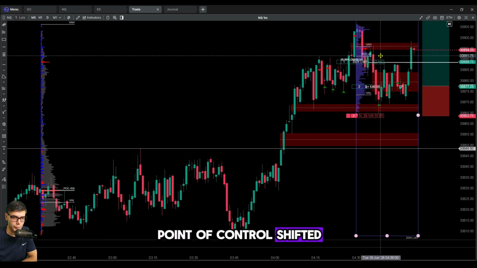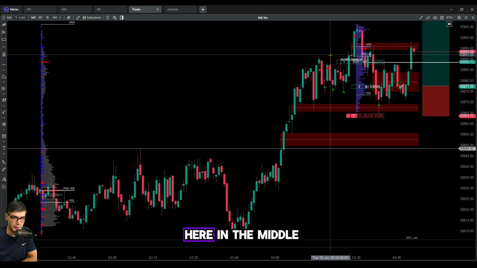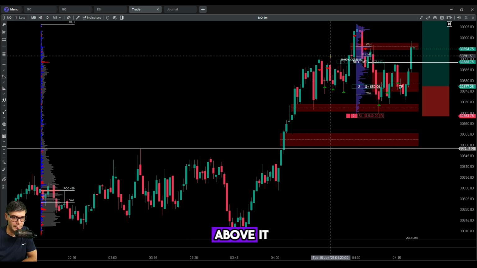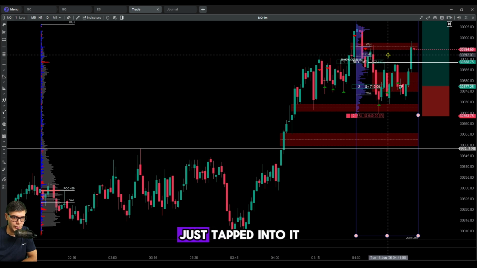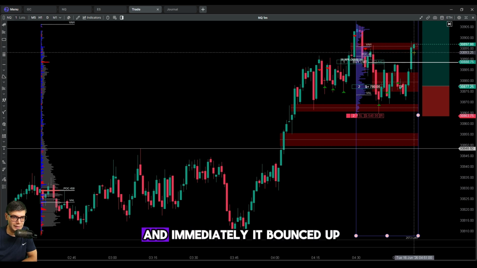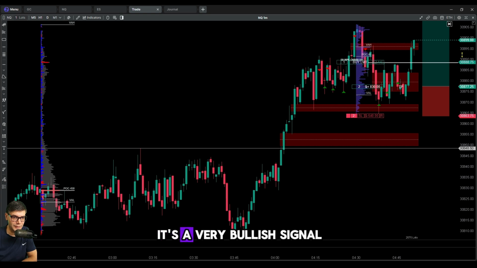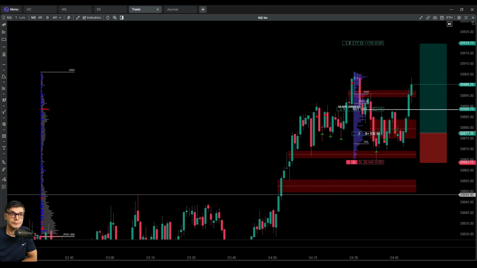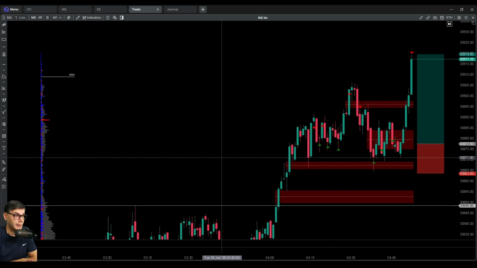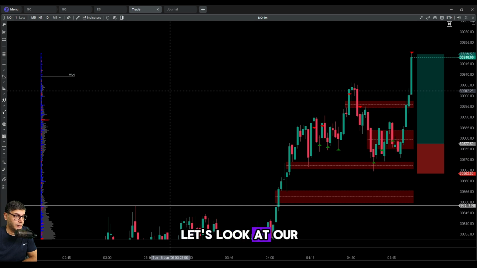Point of control shifted to the middle, right here in the middle. The price is now above it. It just tapped into it. You saw this bearish candle just tapped into it, and immediately it bounced up. That's a very bullish signal. So let's move the TP. There you go, guys. We have it. We still own it. Let's look at our journal.